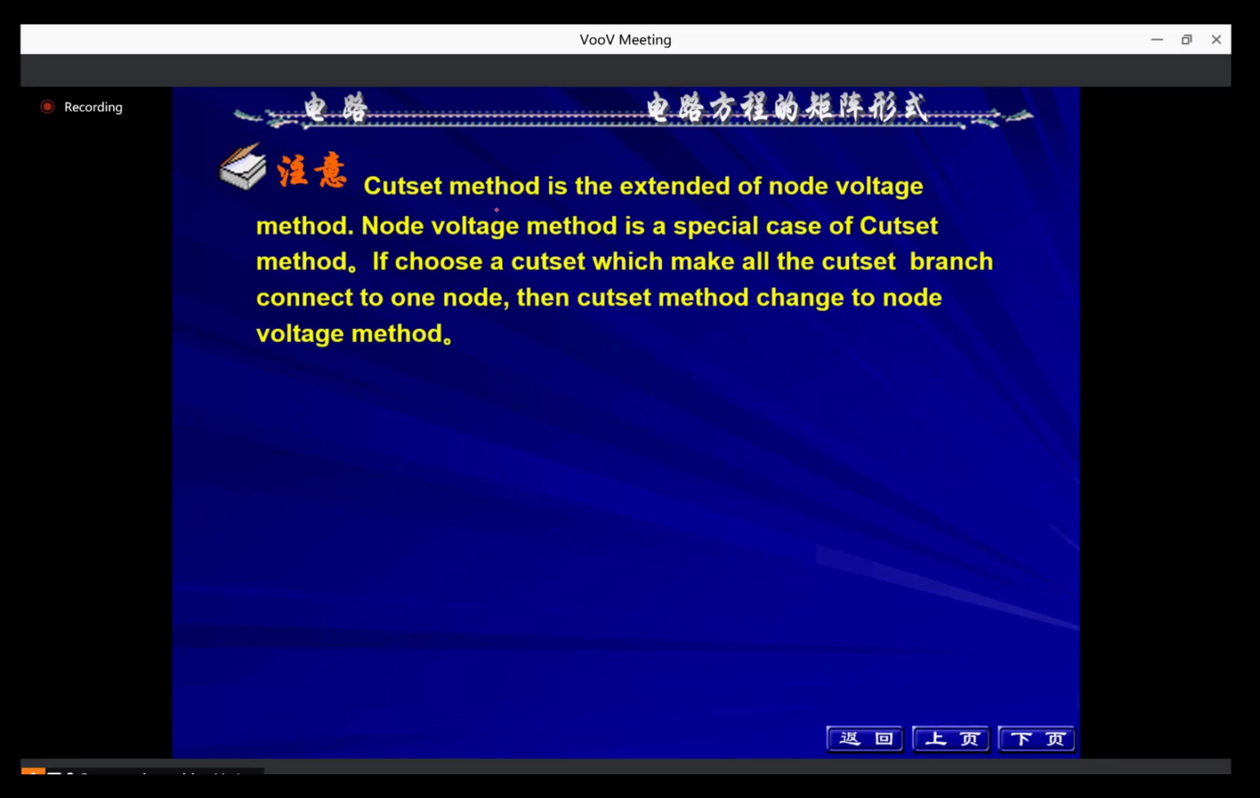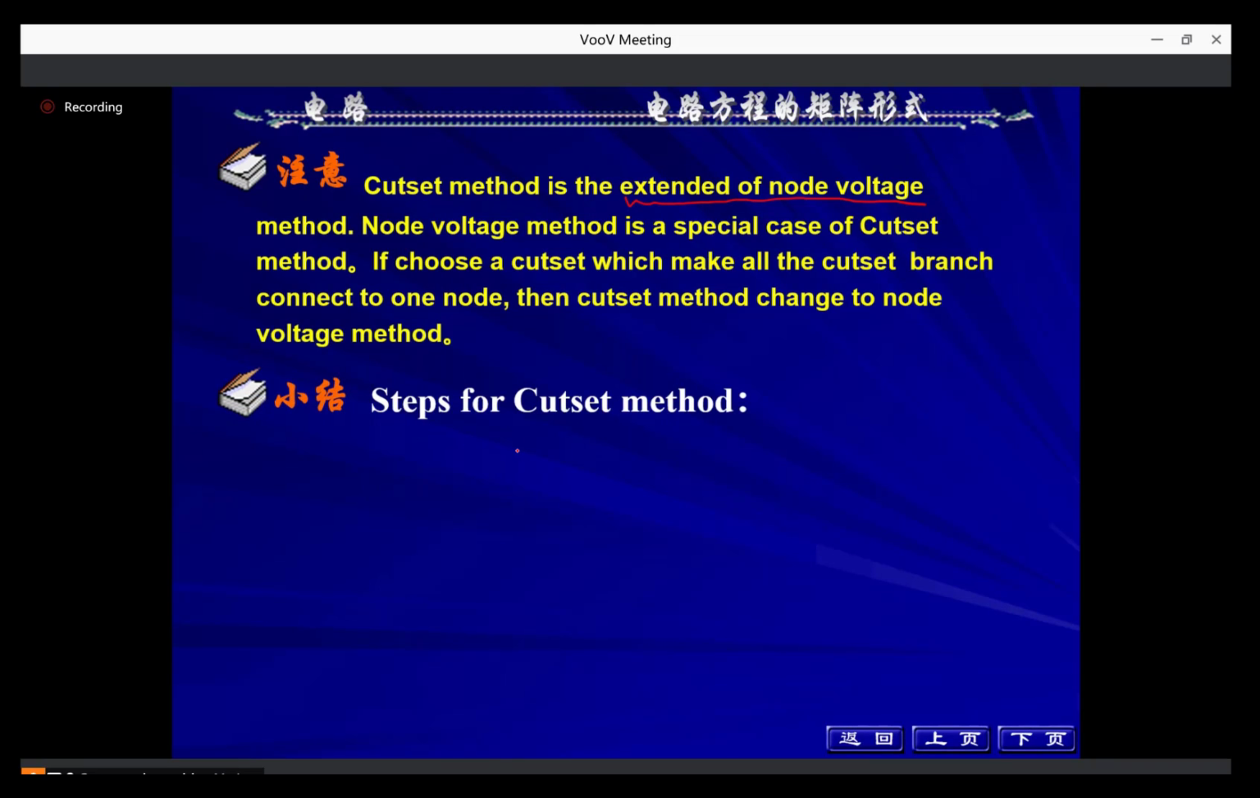Pay attention, the cut set method is the extended form of the node voltage method. The node voltage method is a special case of the cut set method. If we choose a special cut set which makes all the cut set branches connect to one node, then the cut set method will change to the node voltage method.